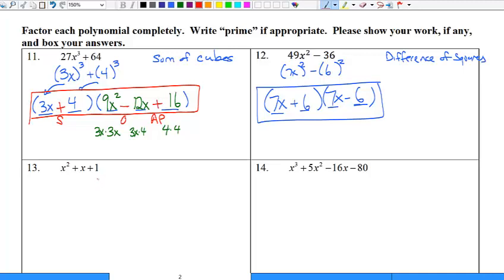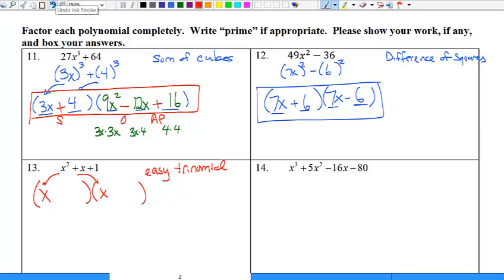2, 3, or 4 terms? Well, there's 3. So because there's 3, that means it's a trinomial. Now, which trinomial is it? Is it an easy trinomial or a harder trinomial? Well, because the leading coefficient is 1, that tells me it's an easy trinomial. So in the easy trinomial, all you have to do is put an x and x in the front, because the only way to get to x squared is x times x, right?